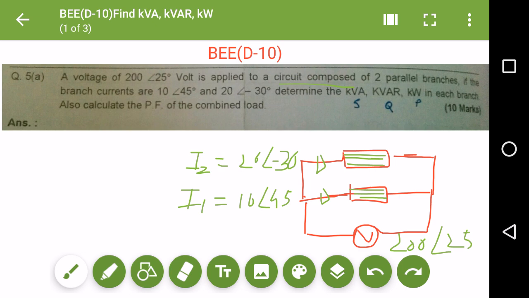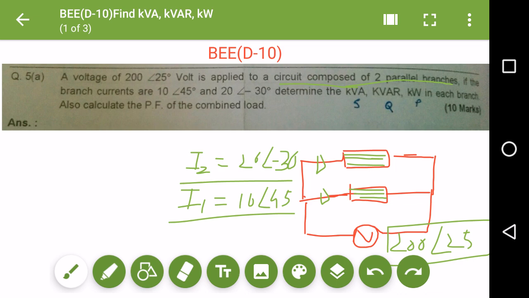So friends, this is the question which is given to you, and you can imagine that the circuit is composed of two parallel branches. I draw a little bit of the circuit here. The circuit consists of two parallel branches, B1 and B2. The total voltage of 200 is provided at angle 25, and the individual branch currents, I1 and I2, are given to you.